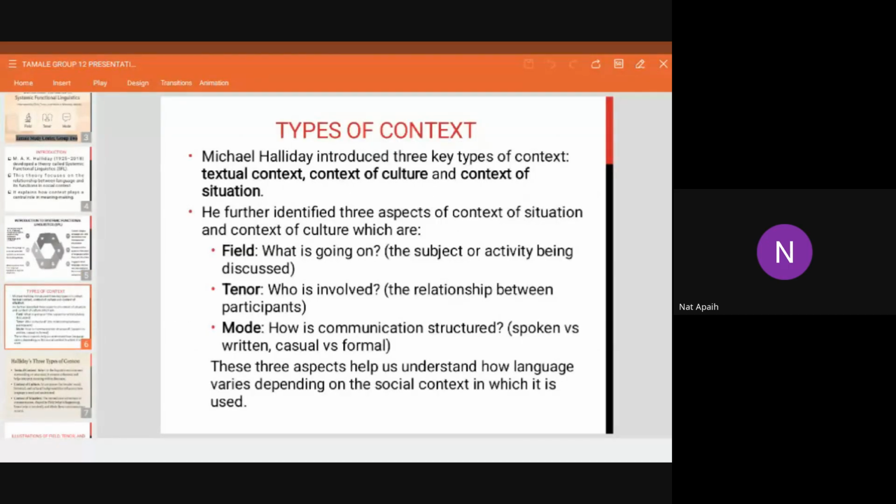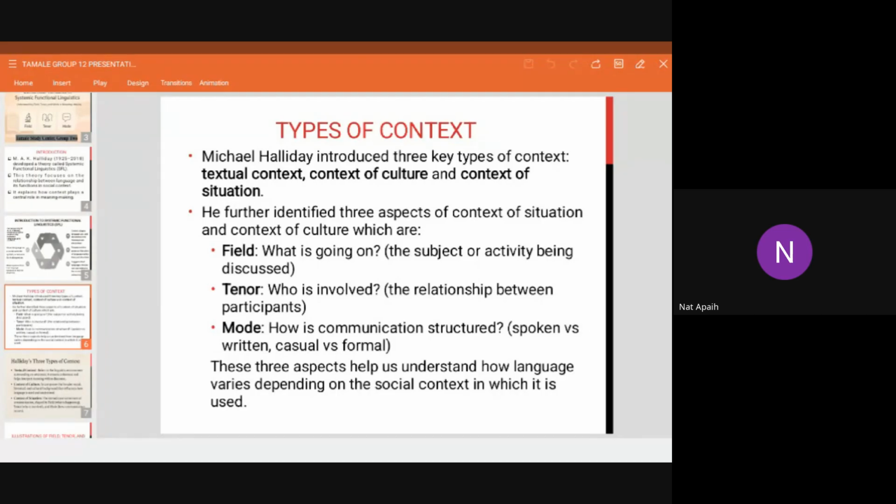Yes, so Halliday also came out with types of context. In his theory, he came out with three types of context. So we have the textual context, the context of culture, and the context of situation. These are the three contexts that Halliday developed.